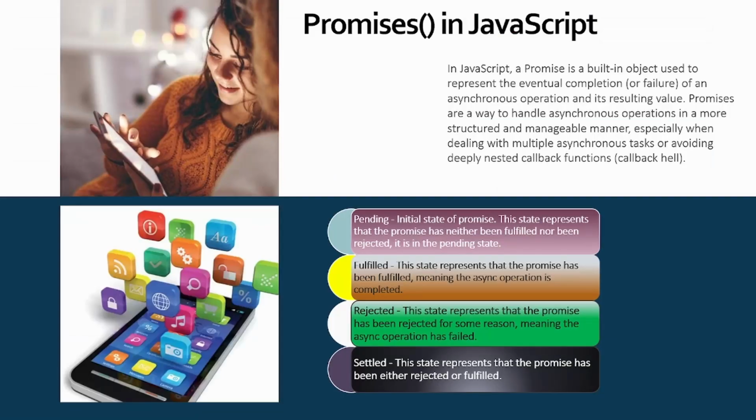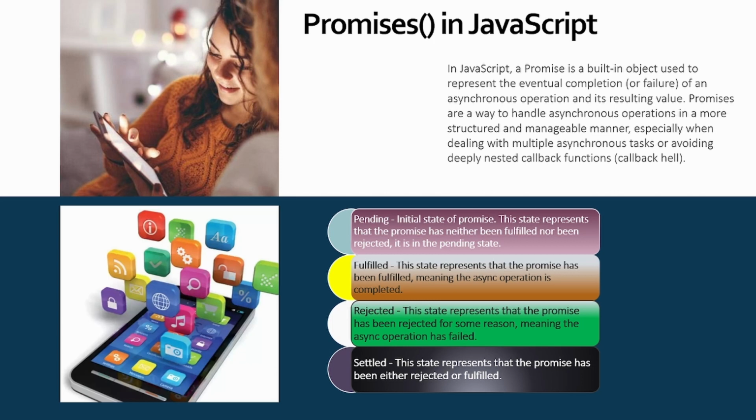Promises are a very important topic in JavaScript. In JavaScript, a promise is a built-in object used to represent the eventual completion of an asynchronous operation and its resulting value. Promises are a way to handle asynchronous operations in a more structured and manageable manner, especially when dealing with multiple asynchronous tasks or avoiding deeply nested callback functions.